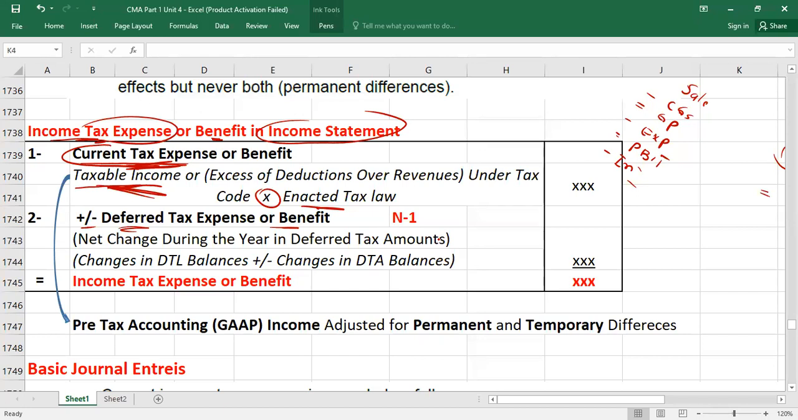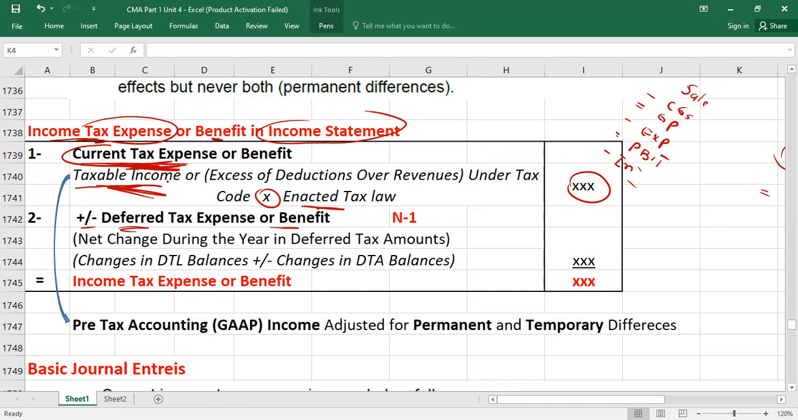So far, remember only one thing: taxable income. We need tax adjusted taxable income, multiplied by the tax rate. You will get one value, and this value is called the current year tax expense. Understood? I'll explain in more detail with the passage of time.